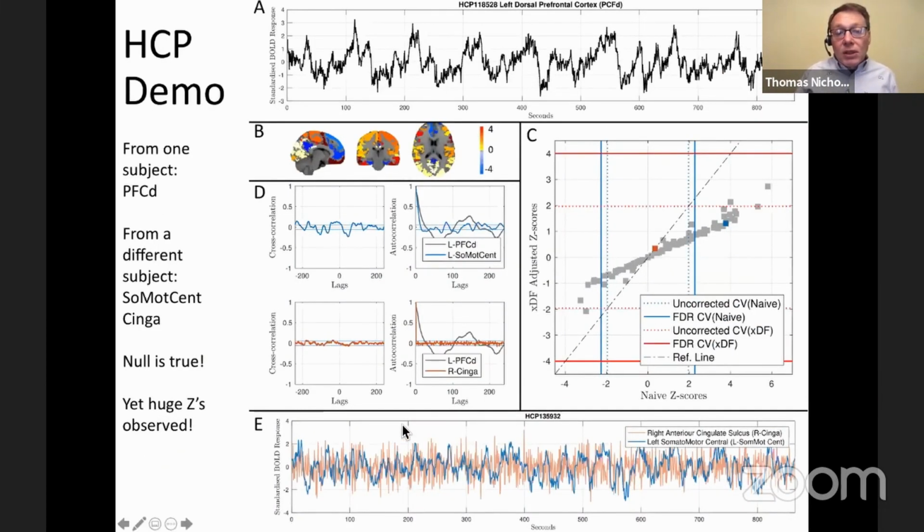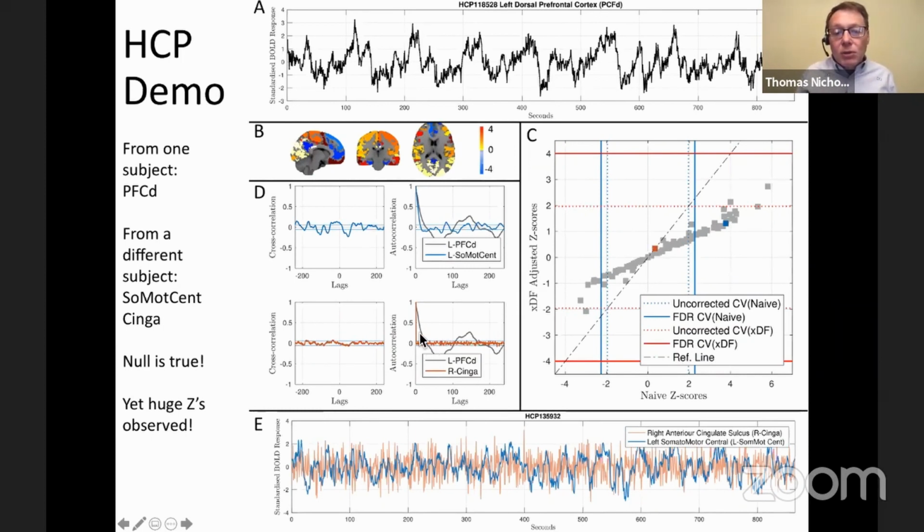Another illustration on one null data set, to just show that if you just naively did the n-1 over n-1, 1 over n, or 1 over n-3 variance, and you naively created the z-scores, you would find lots of significant correlations. But again, this is between two different individuals. There's no reason why they should be correlated. And then when you do the XDF adjustment, all these come in and we get no FDR significance and the expected number of null significances. And importantly, the degree of the correction. So we found one time series that actually hardly changed at all.